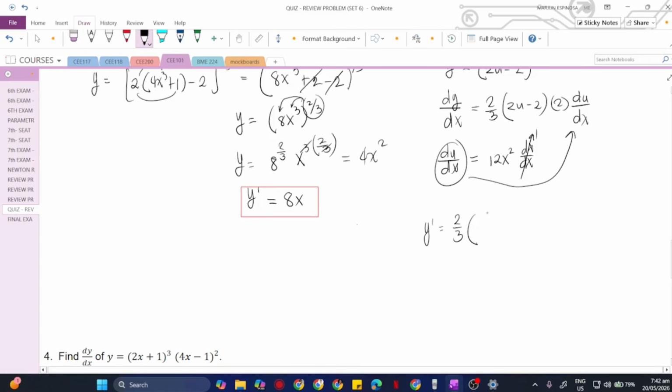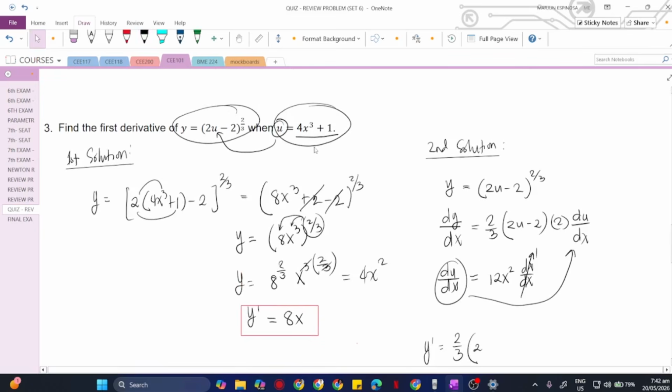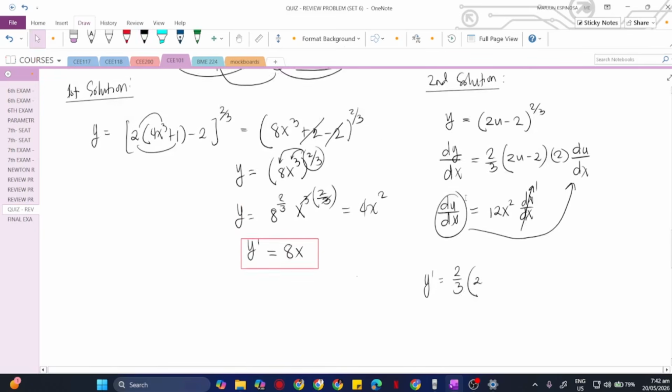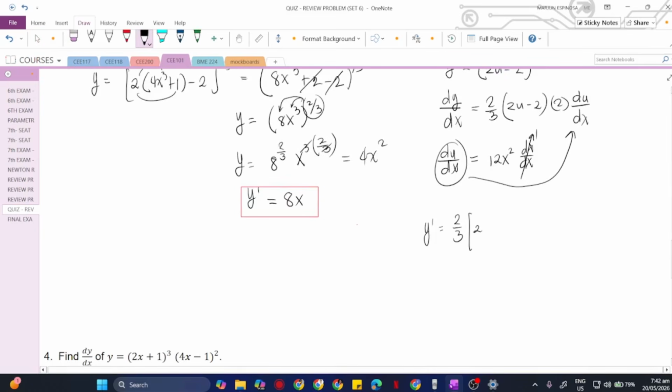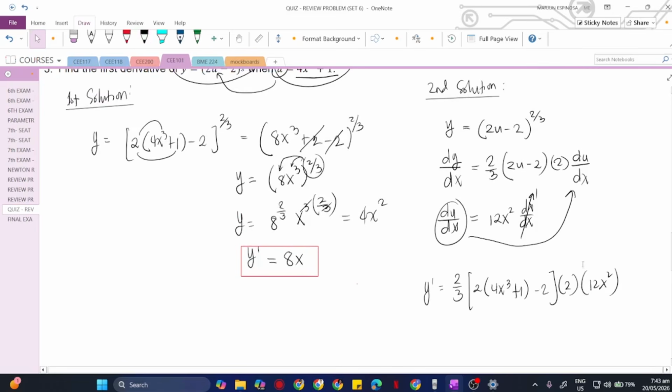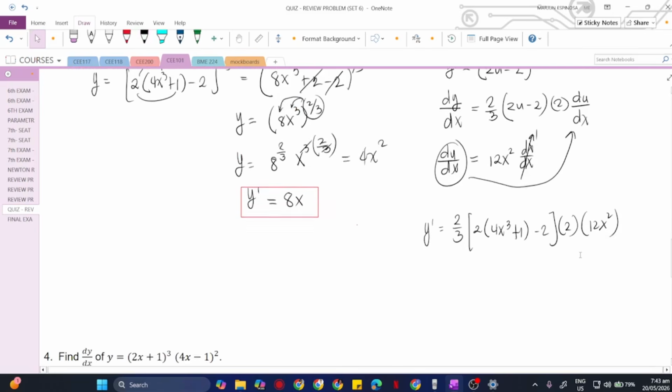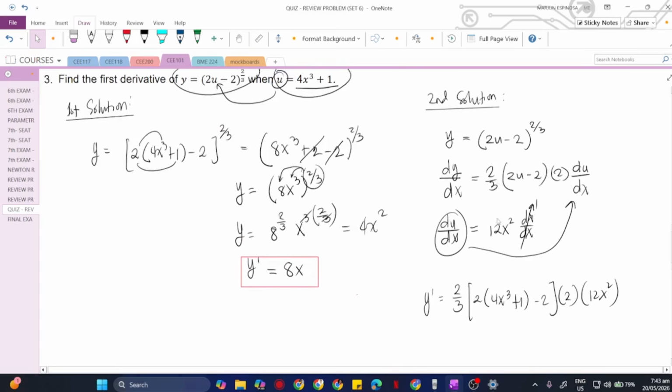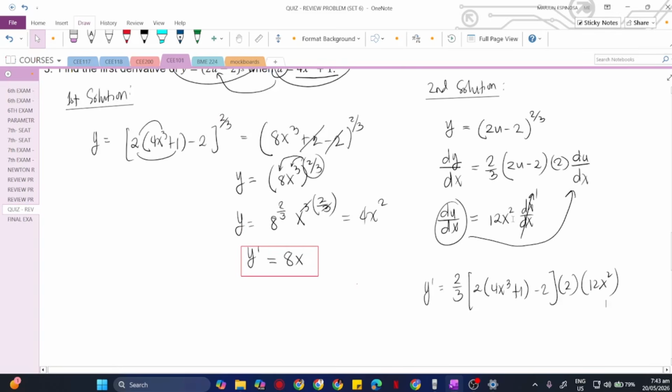Our u, again, is equivalent to 4x cubed plus 1. So plugging in the value of our u, 4x cubed plus 1, then minus 2, and then that is to be multiplied by 2, and then we have here 12x squared. So it appears to be a bit complicated, so we'll try to simplify this one.